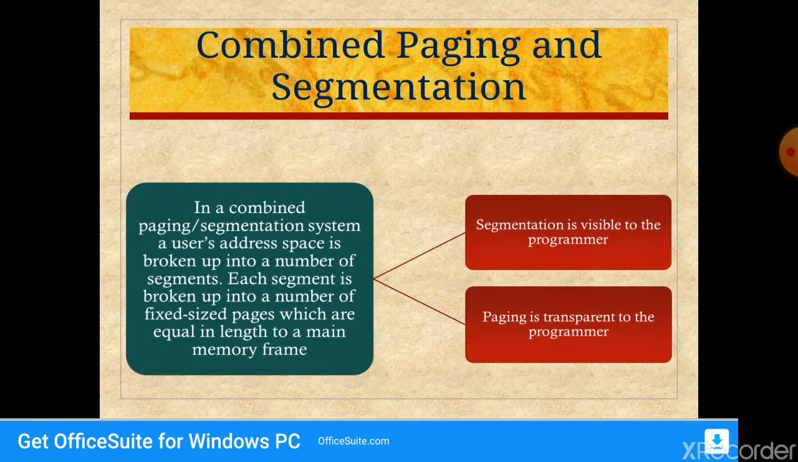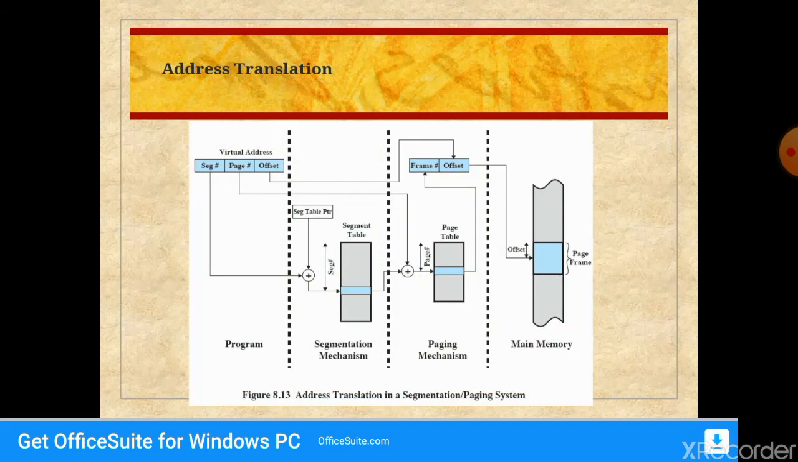In real time, most of the operating systems use the combined approach of paging and segmentation. Since both paging and segmentation have their own advantages and disadvantages, it's better to use the combined approach. This is the diagram which shows the complete process of the combined approach, that is using both paging and segmentation together, and how to calculate the physical address from the virtual address.